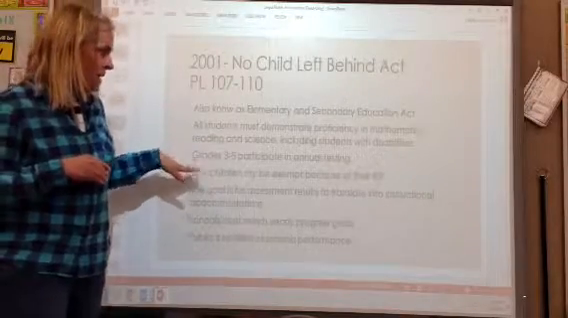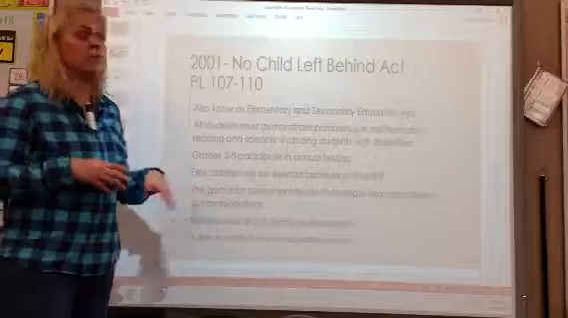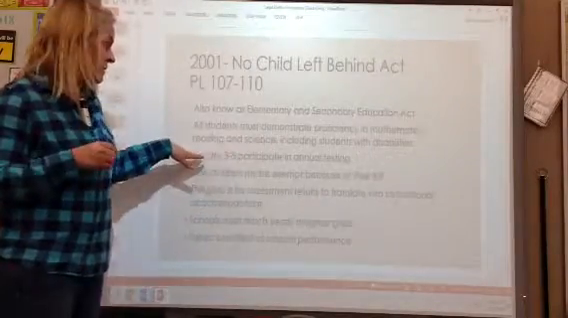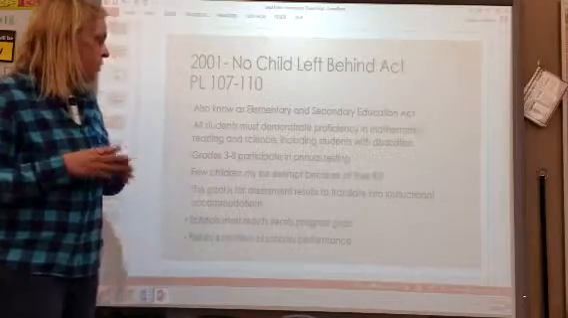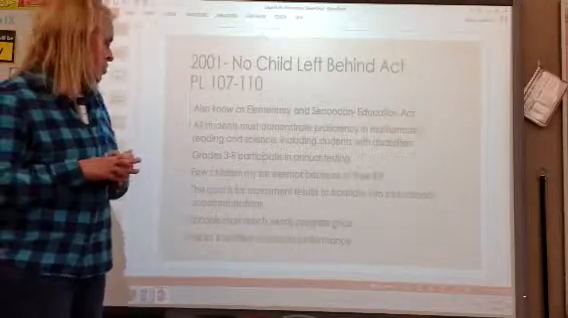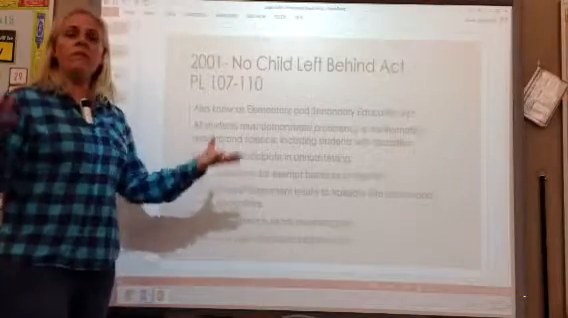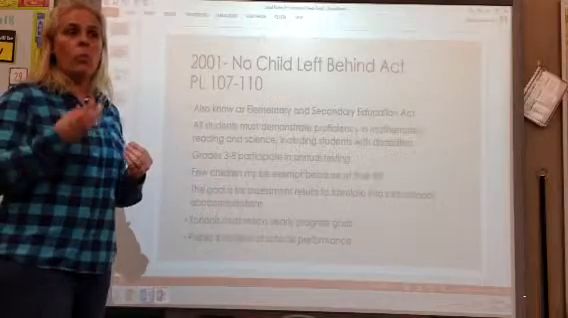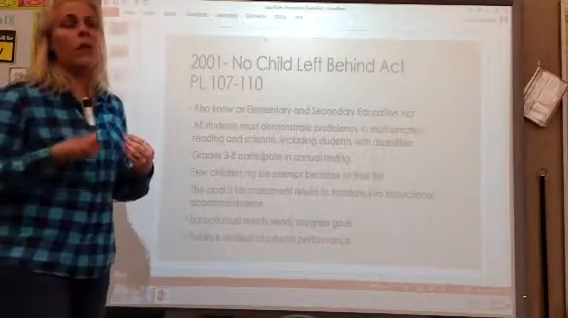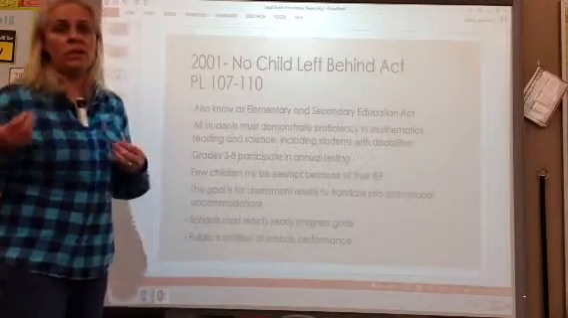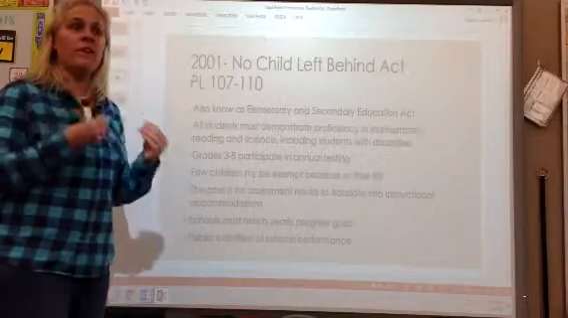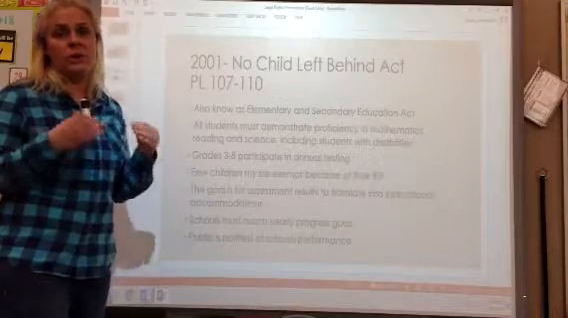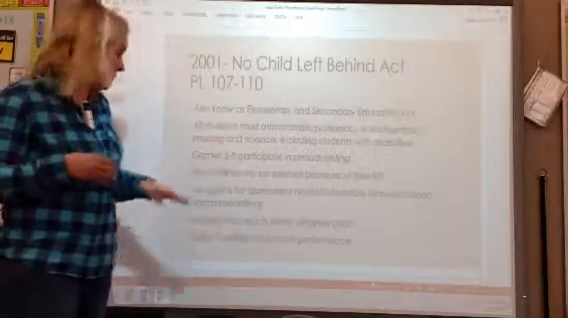A few children may be exempt because of their IEP. Some students who are on an IEP may be exempt from taking these standardized tests from 3rd to 8th grade. The goal for assessment results is to translate into instructional accommodations. So all of these children take these tests, the tests are assessed, and they determine what holes we have in teaching. Where are we missing out on helping these children? It's the school's responsibility to figure out what we can do to bring these grades up, and how we can help these students better meet the goal that they need to meet.